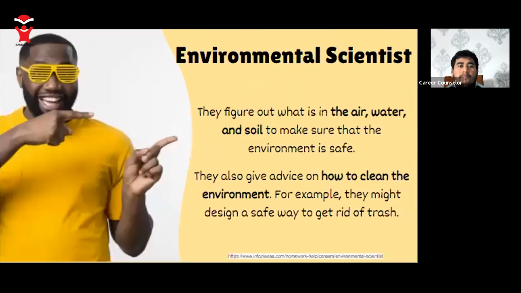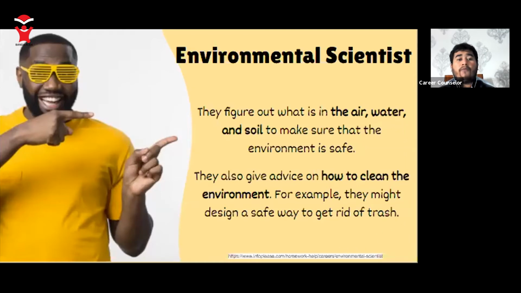So the environmental scientists, they are the scientists, of course. They are the researchers that figure out what is in the air, water, and soil. If you are talking about the environment, it is not only the soil, not only something around us. We also have the scope of air and water, in the terrestrial and the aquatic environment. Their job is to figure out how to make sure that the environment is safe. It's safe in many sectors, and they also give advice on how to clean the environment. We know that not all environments are clean, so they must give advice on how to clean the environment effectively.